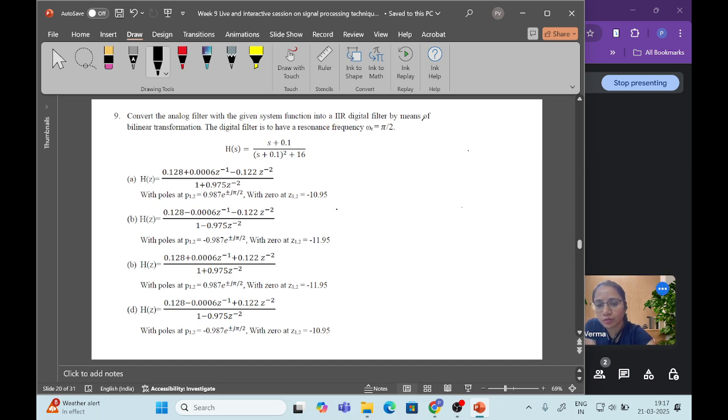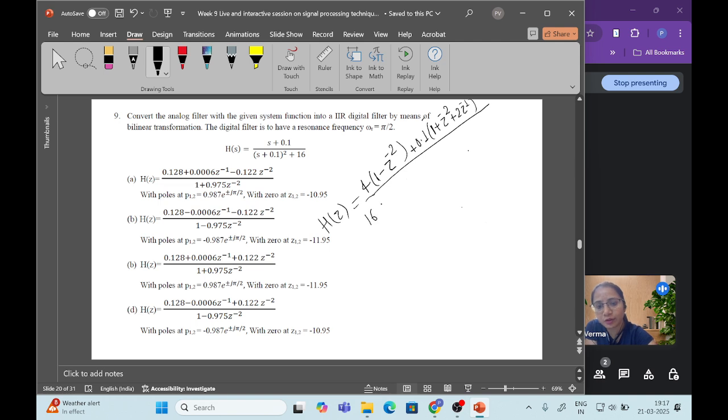Now for H of z we need to take the calculations. Here it will be left with 1 minus z to the power minus 2, if you multiply 1 minus z inverse and 1 plus z inverse, plus 0.1 times (1 plus z inverse) whole square. So 1 plus z to the power minus 2 plus 2 z inverse.